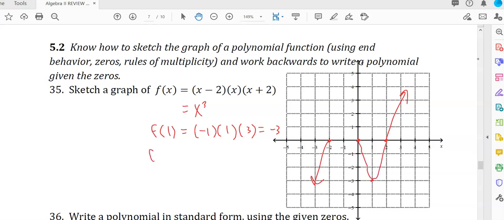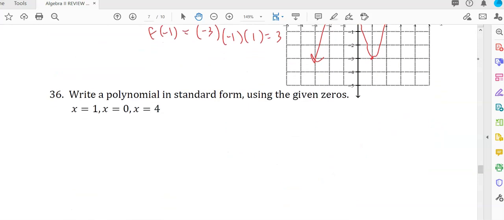Let's plug in negative 1. So I'm trying to plug in at least one point in between each set of solutions there. So negative 1 would be negative 3 for the first parentheses, negative 1 for the second one, and negative 1 plus 2 is 1. So we get positive 3, so it goes up. Oh, that's symmetric. It's pretty nice. Something like that. Pretty good graph of it.